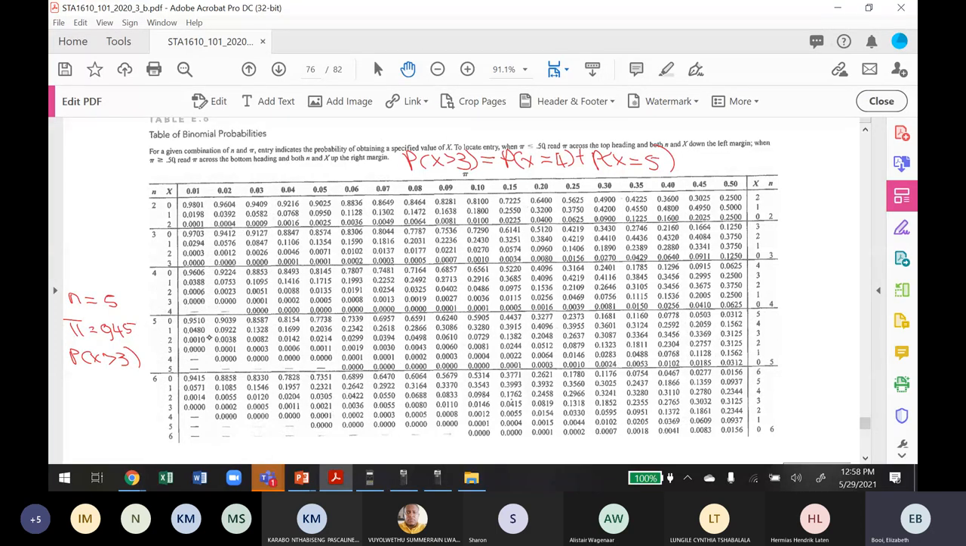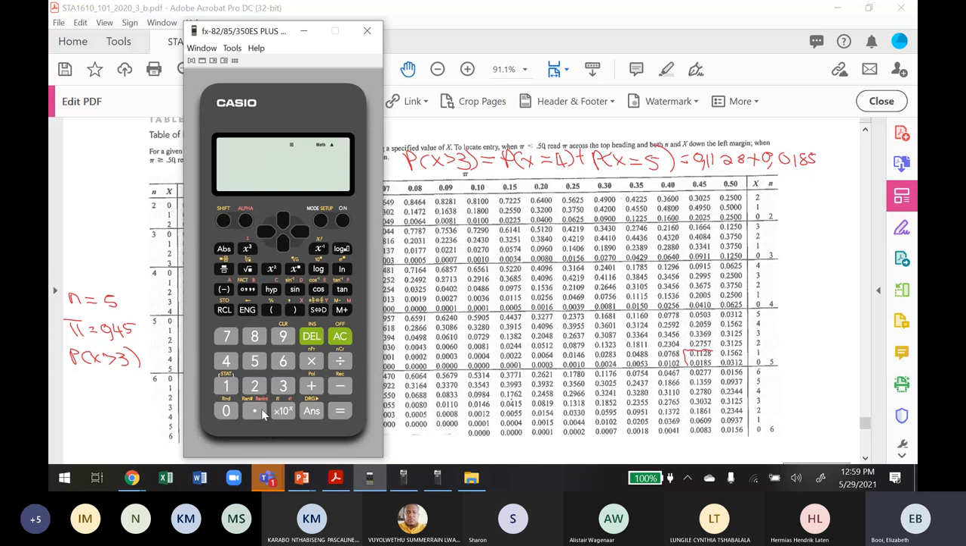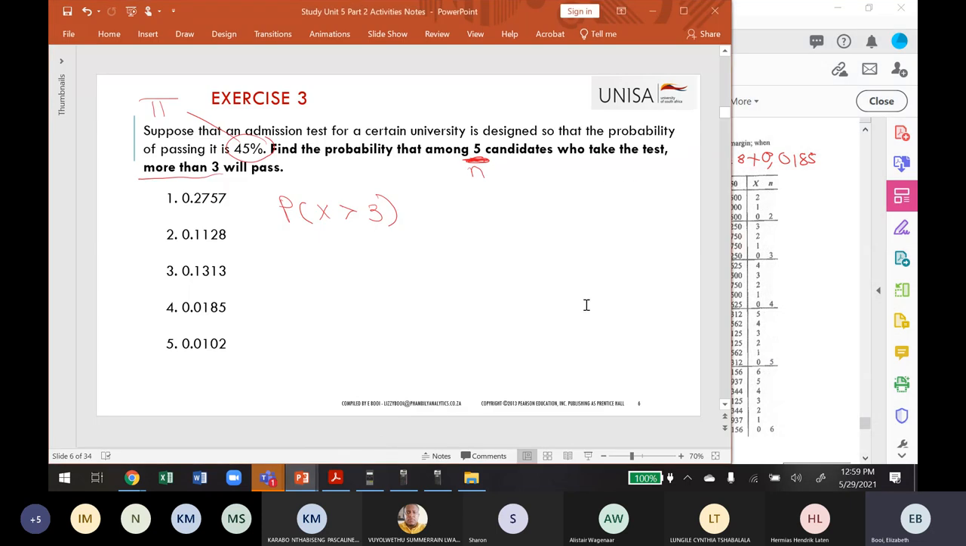So going to the 5 block with this probability of 45, I'm only looking at the last two values. So I'm just going to say 0.1128 plus 0.0185. And we go to our calculator and add them. 0.1128 plus 0.0185 equals, and the answer we get is 0.1313.